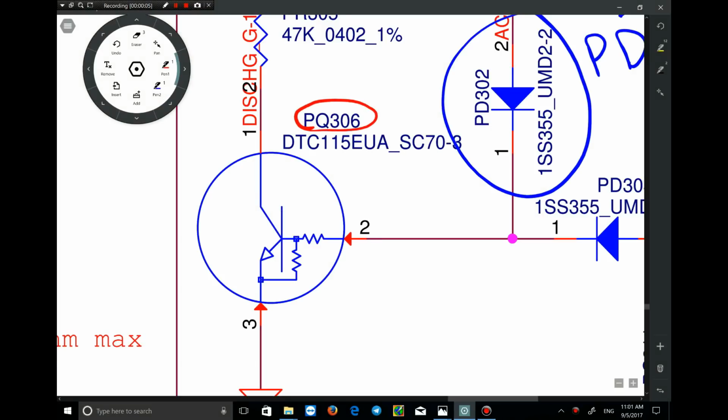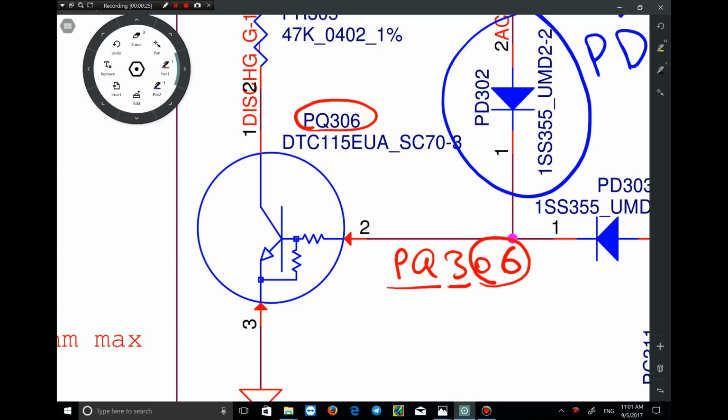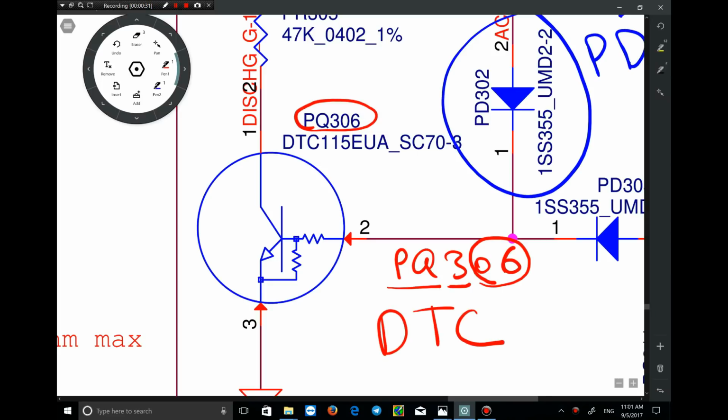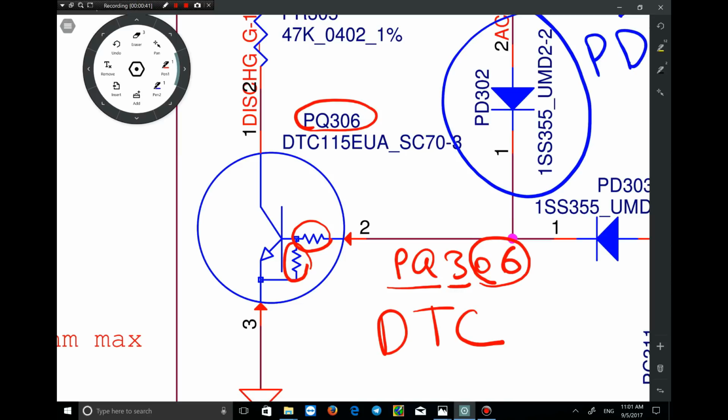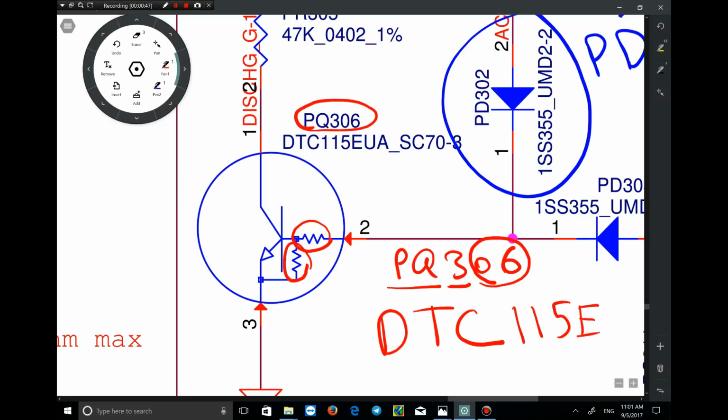The next component is a digital transistor, PQ306. And as I said before, it's a power transistor. The hundreds number means that it is in the battery block, and it's the sixth transistor of the battery or charge circuit. And DTC means digital transistor. As you see, there are two resistors inside it between the base and emitter. DTC is a digital transistor, and 115 is its number.